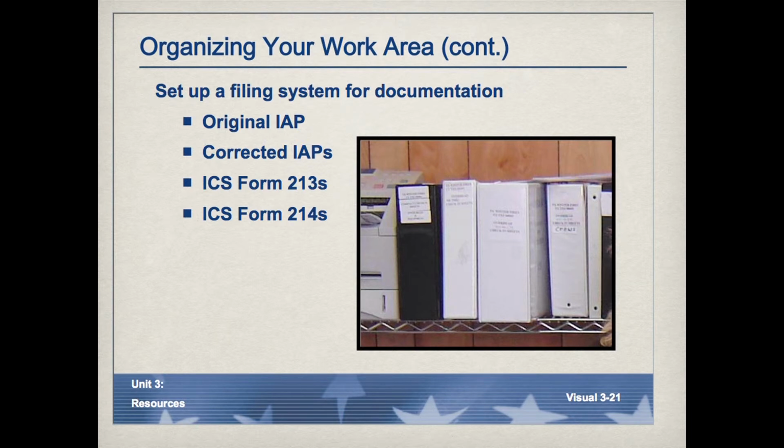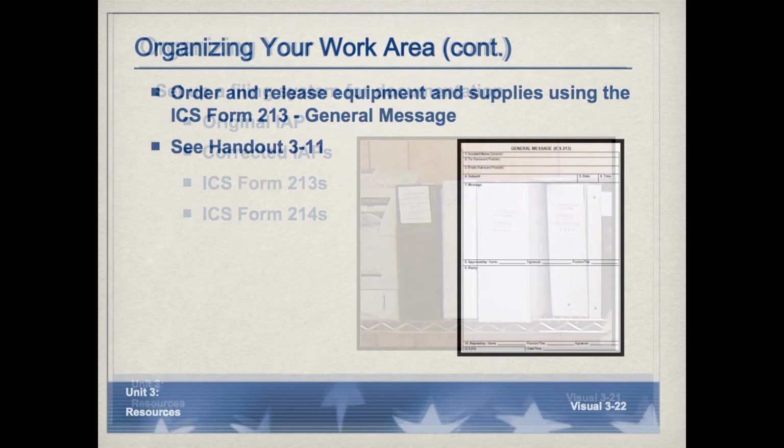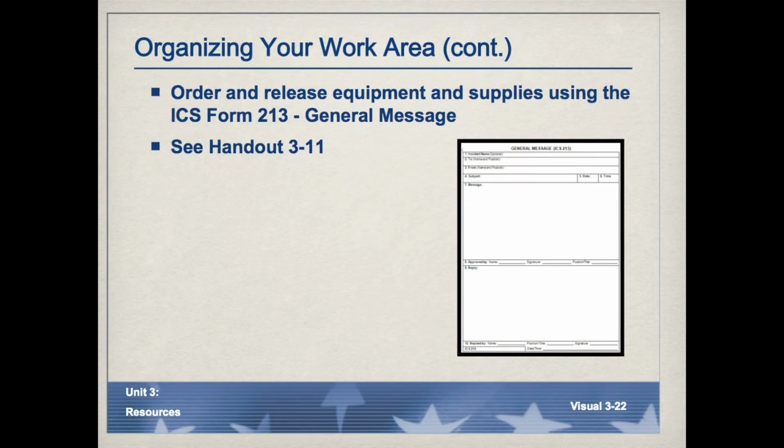Errors in the incident action plan may include typos or resources that are out of service or didn't arrive. Upon arrival, you might need to order a status check-in recorder or supplies. Be specific when filling out an ICS Form 213. Include the type and kind of resource as well as when you want it to arrive.